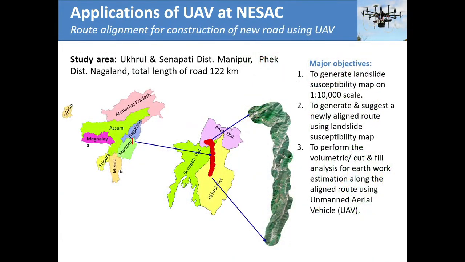Next is the route alignment, what I told you. So this is somewhere in the Nagaland Manipur border area. This is for the Border Roads Organisation, they used to construct roads. They are planning to construct a road which will reduce the connecting distance between some places. So for that we have done drone flying and we have done some analysis of how the route should follow.